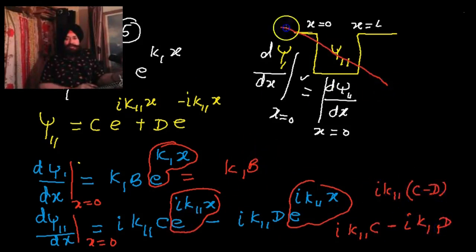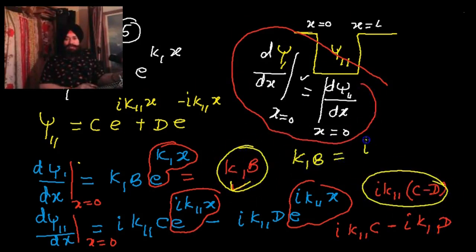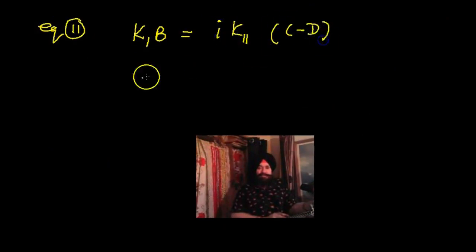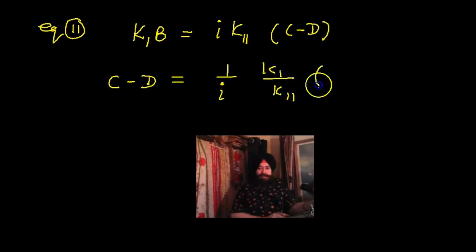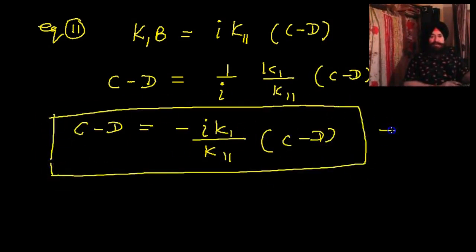because the derivatives are equal, this is equal to this one. So it's a very important equation. Equation 11. You number the equation as 11. Now equation 11 was, you find C minus D from here, and iota taken in the numerator becomes minus iota. So this is equation 12.